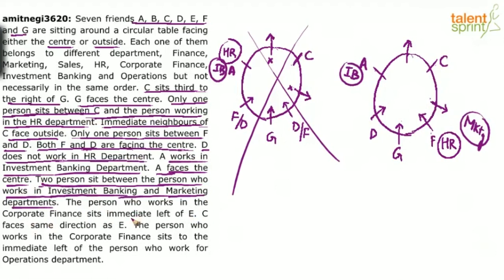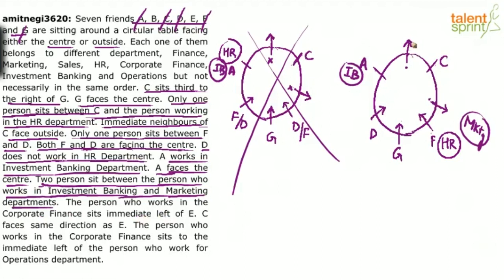Now see, where would E come? We have already marked A, C, D, F, G. Only B and E are left out. Yes or no? A, C, D, F, G have been marked. Who is left out? B and E. The point says the person who works in corporate finance sits immediate left of E. Now where will E come? E will come either in this position or in this position. Corporate finance should be immediate left of E.